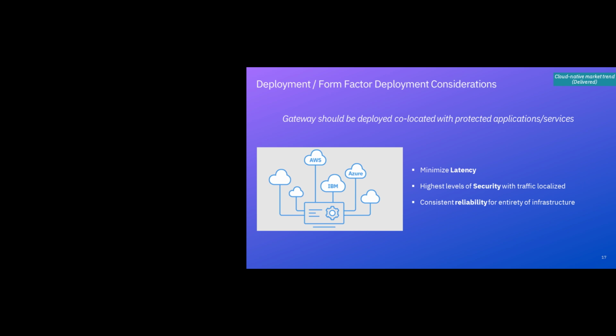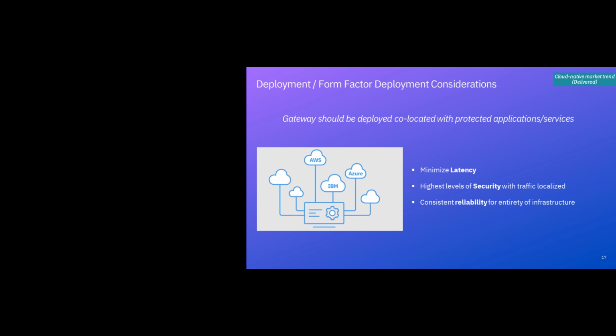So what are some of my form factor deployment considerations? Typically, the most important thing I find is it's best to co-locate your gateway with whatever application or service you're protecting. They tend to be chatty between the application and the gateway. You want to minimize that latency the best you can. So, with a public cloud, you put a container-based DataPower in that public cloud, in that data center in the public cloud next to the application you're protecting. The biggest advantage is the minimization of latency.